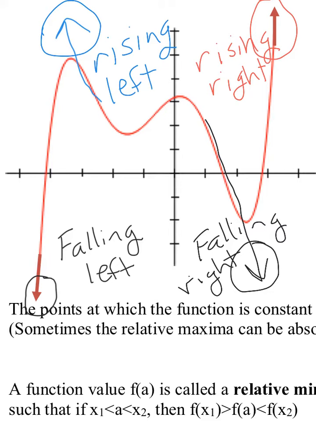Okay, this particular graph doesn't have an absolute maximum or an absolute minimum because our end behaviors go down to infinity on the left and up to infinity on the right. So this one doesn't have any absolute maximum or minimum, but it does have some relative maximum and minimum points, and I'm going to point out those to you right now.